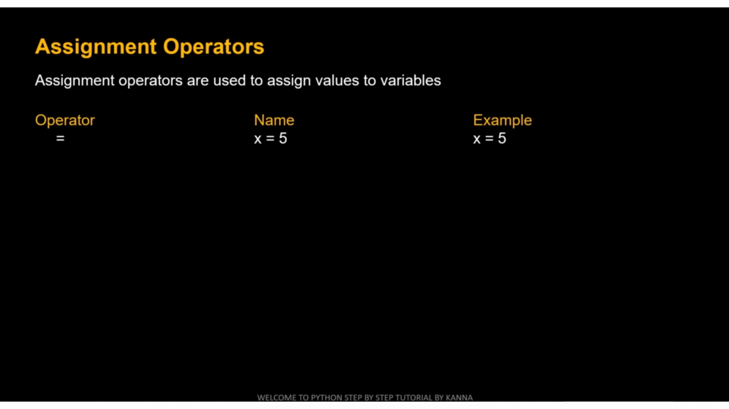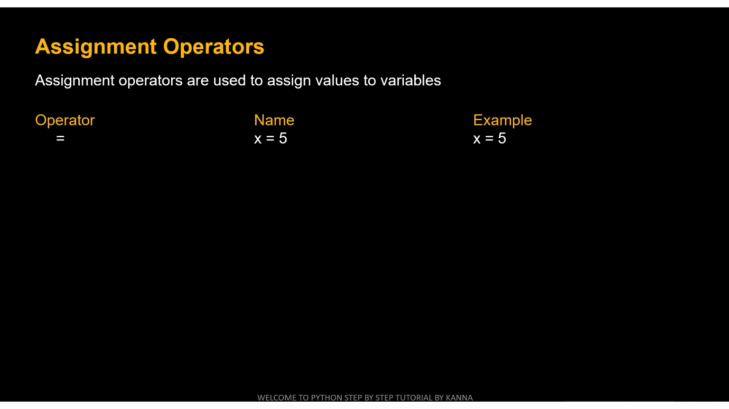Okay, let's go to the topic. Assignment operators are used to assign values to variables. Here you will observe different assignment operators with some examples. We can discuss one by one. First one is assign. I am assigning numerical value 5 to a variable x. I am considering x value as 5 for all examples in this video.